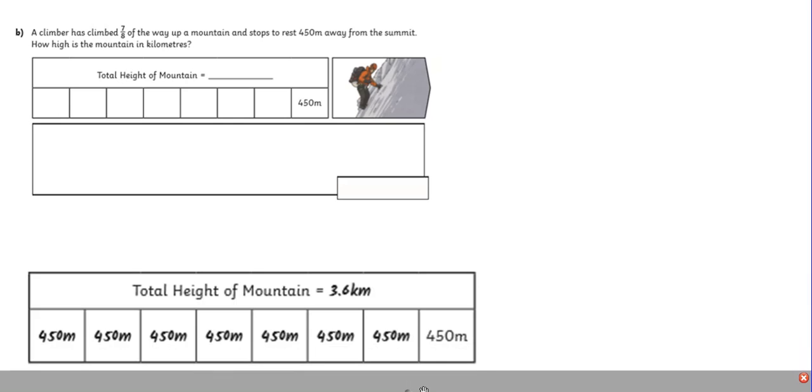Okay, so if we have a look then, so if we're filling in the bar model, each eighth is worth 450 metres. Okay, you would then add all of those 450 metres together, or you could multiply 450 by 8. Okay, and then convert it to kilometres because you want the height of it in kilometres, so it would be 3.6 kilometres. Well done if you got that one correct.